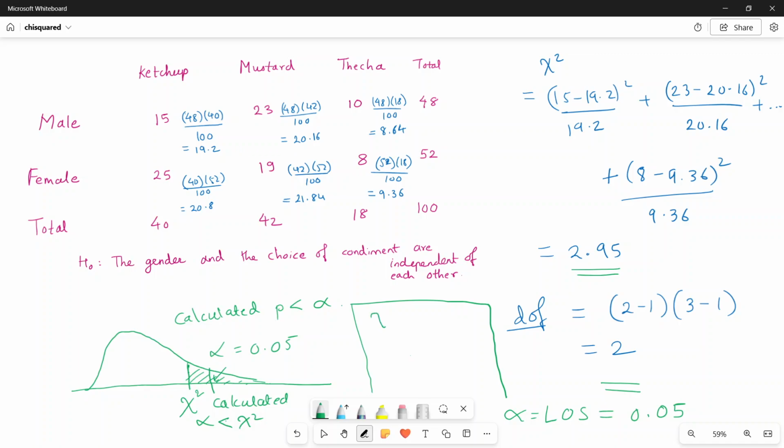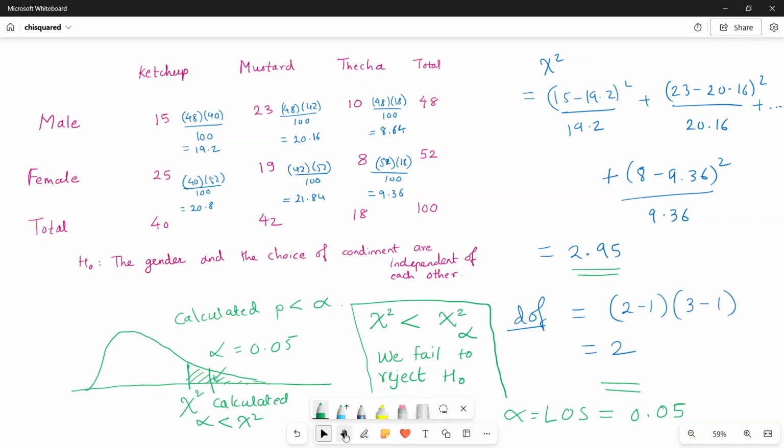So because our calculated chi-square value is less than the critical chi-square value, we can say that we fail to reject the null hypothesis. Our chi-square value does not lie in the rejection region. So we fail to reject the null hypothesis H naught.